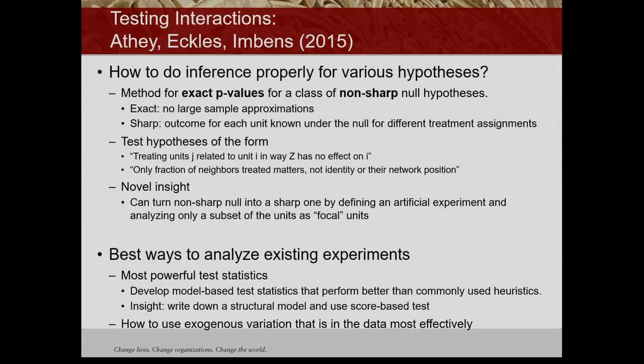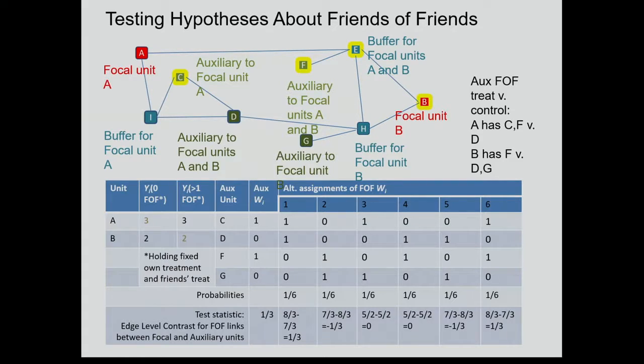So the novel insight of our paper is we figure out how to transform non-sharp null hypotheses to sharp null hypotheses. And we basically do it by throwing away some of the data and defining a new experiment. So I'll just show you a quick little picture of this. So here's a network. The yellows are treated. The yellow boundaries are treated. And so what I want to do is figure out the effect of friends on me. So instead of studying all the units in this network, I'm going to pick just 2 units to study their outcomes, focal unit A and focal unit B.